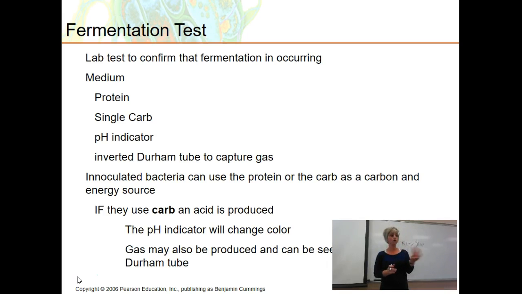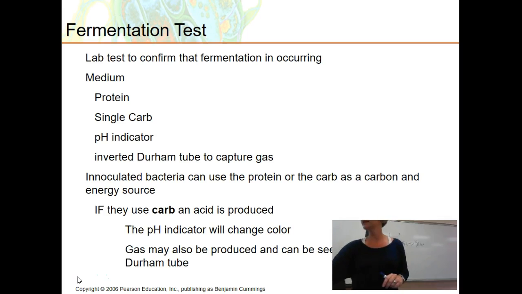So there's really 4 things that you can get from this fermentation test. You can have a fermenter and a gas producer. You can have a fermenter and a non-gas producer. Just because you're a fermenter doesn't also mean that you're a gas producer. Then you can have a non-fermenter, non-gas producer, or a non-fermenter gas producer. And again, it's to help us identify these organisms, because I know which species are fermenters and gas producers, which means everything else is eliminated.